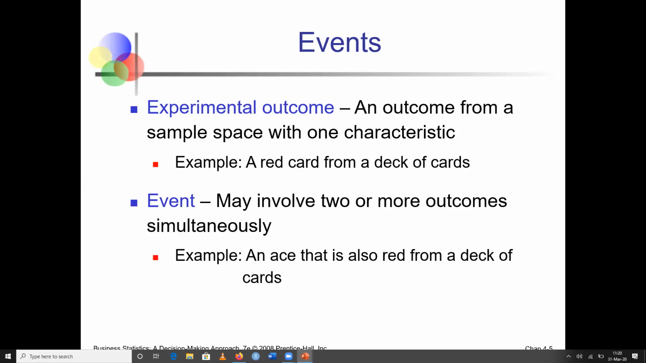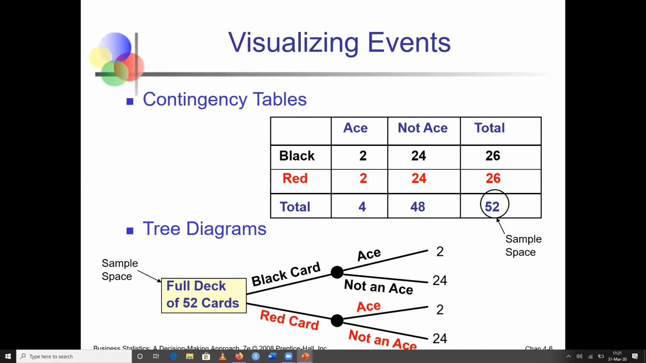An event we explained in the last lecture. Again, we are repeating: an event may involve two or more outcomes simultaneously. We have many examples regarding this. This contingency table shows the card descriptions and details about ace and not ace versus black and red. Everybody knows that total black cards are 26 and red cards are 26, and the aces are 4. For not ace, we subtract 2 from 26 and get 24, not ace black and not ace red.